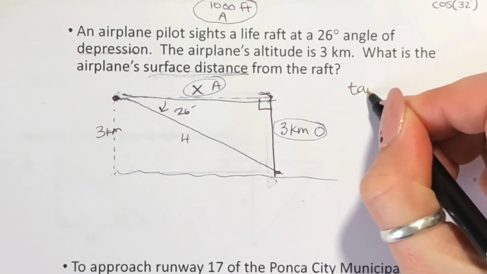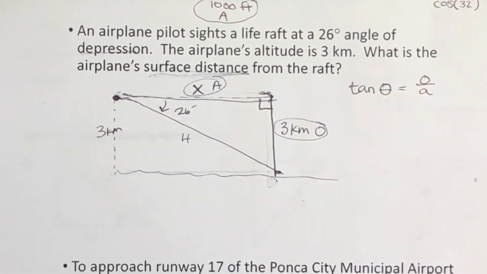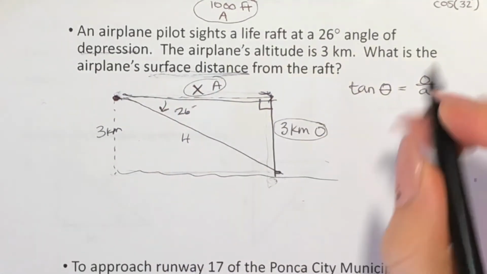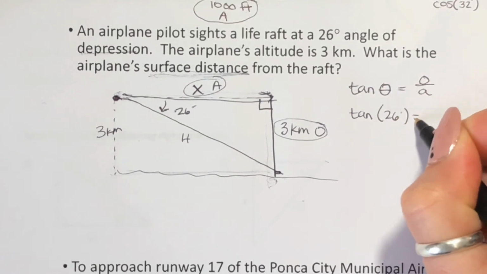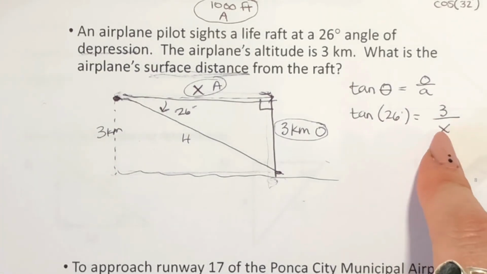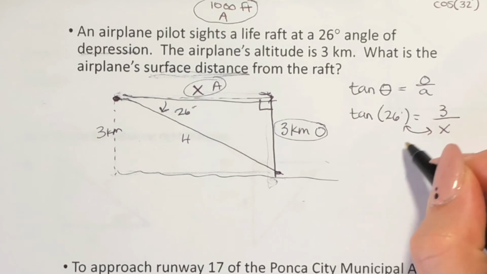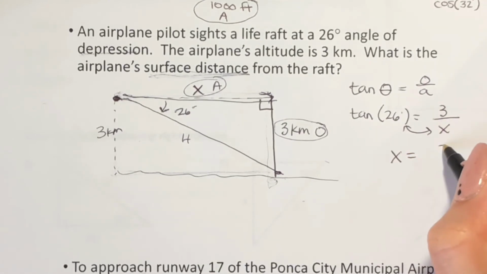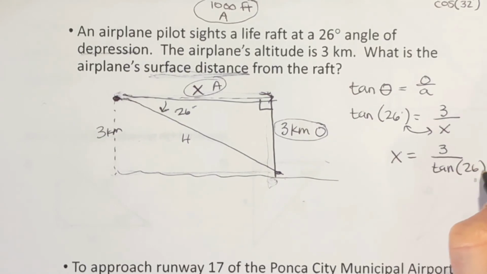So tangent of your angle equals opposite over adjacent. So we're going to plug in the 3 parts. We get tangent of 26 degrees equals the opposite side 3 over our adjacent side x. And again, when x is in the bottom, your little shortcut is you're just going to switch the place of these two. So x is going to equal 3 over tangent of 26 degrees.